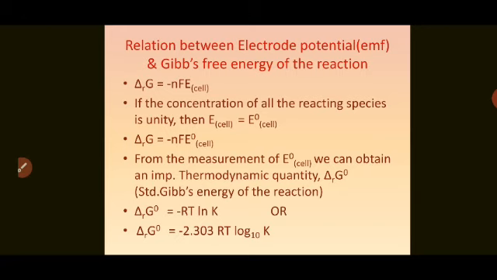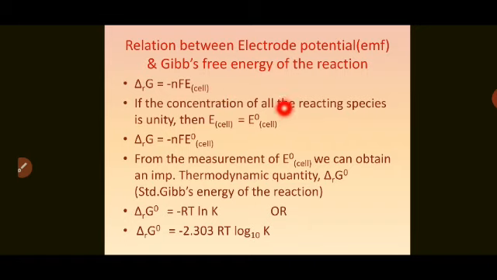Now let us turn to the next part, that is how the EMF can be related to the Gibbs free energy of the reaction. So here is the equation, delta r G. r means reaction, and G stands for Gibbs free energy. So the change in Gibbs free energy for the reaction is given as minus n F E cell. n is the number of electrons, F is Faraday, and E cell is the value of the EMF.